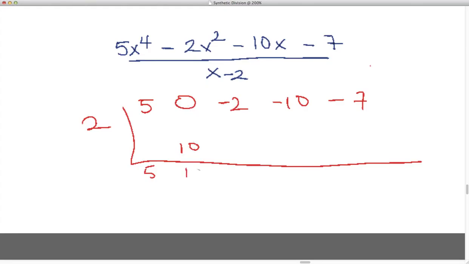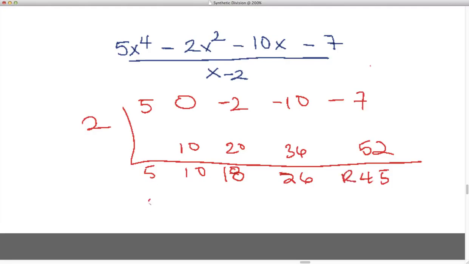2 times 5 gives us 10. 0 plus 10 gives me 10. 2 times 10 gives me 20. 20 plus negative 2 is 18. Times 2 is 36. Added here gives me a positive 26. Times 2 gives me 52. And then when you add there, you're going to get 45, and that's your remainder.